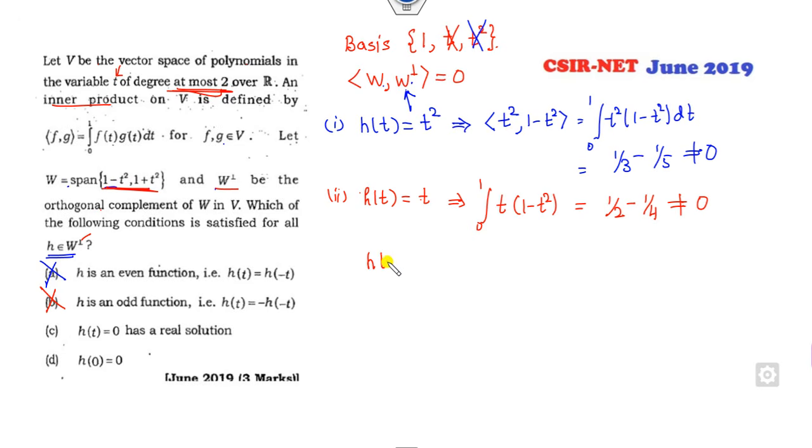Look at the remaining one, h of t is my 1. So clearly h of 0 is non-zero, so it is also cancelled. C is my right answer of the problem. You can see within a couple of seconds you can solve it easily. Read the statement very carefully.